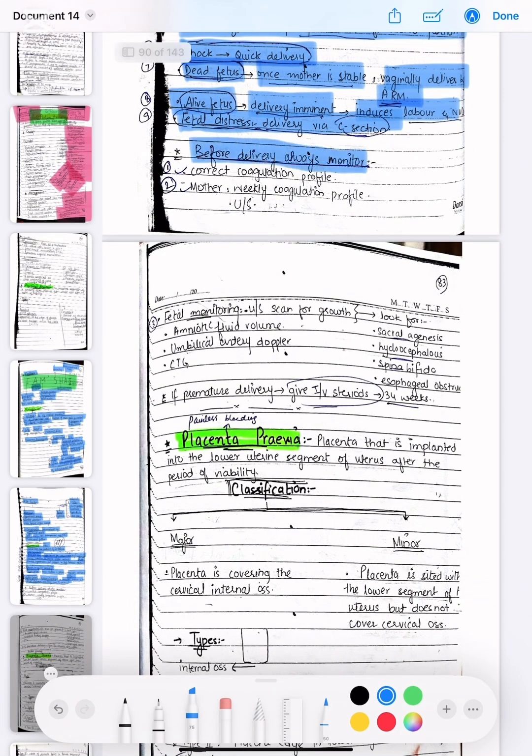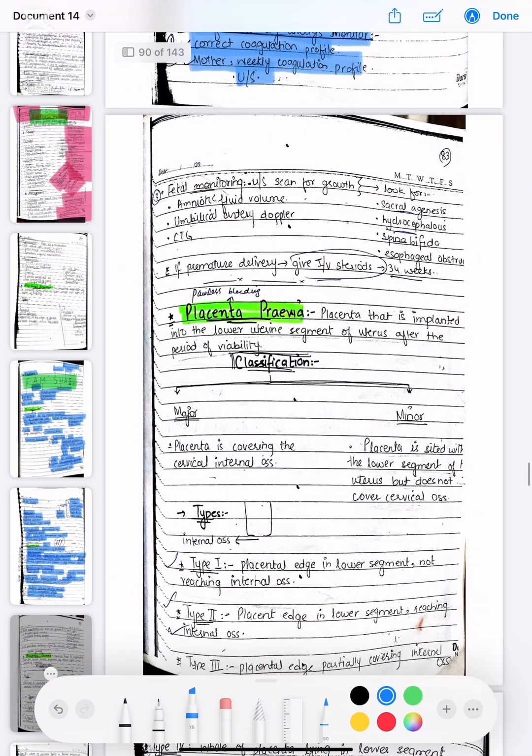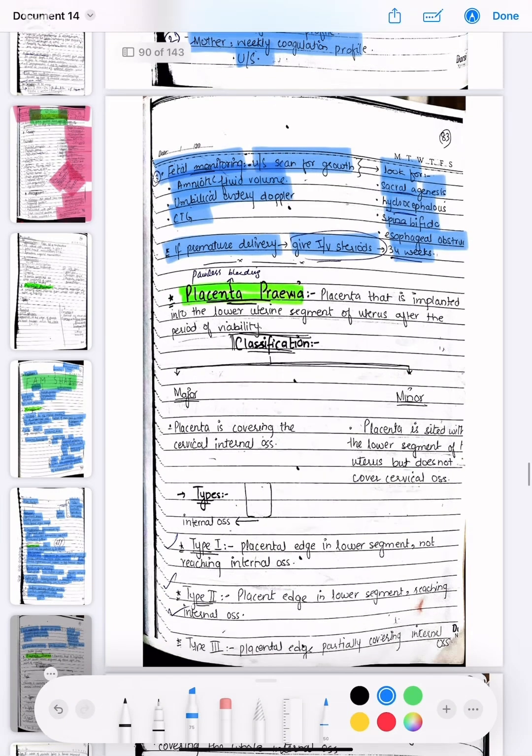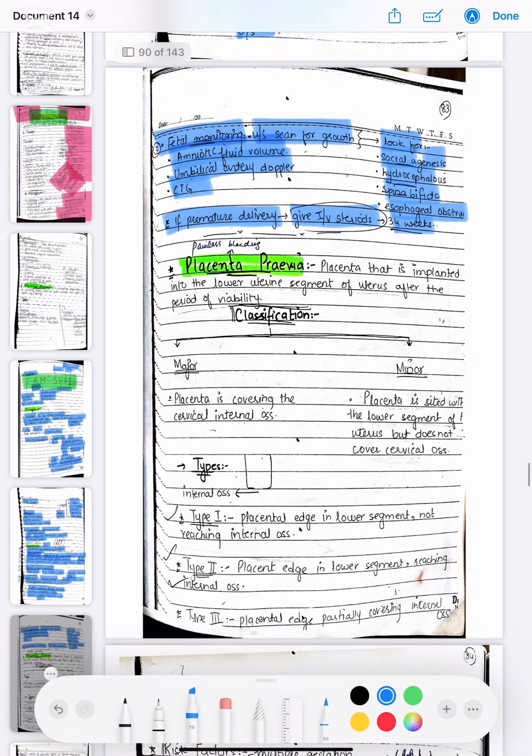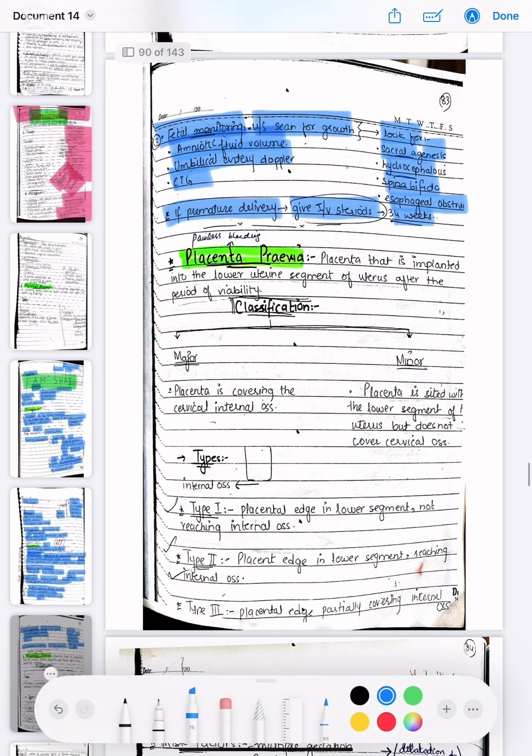Before the delivery, always monitor, that is, correct the coagulation profile. For the mother, do a weekly coagulation profile or ultrasound, and fetal monitoring, that is, ultrasound scan for growth and amniotic fluid volume, umbilical artery Doppler, and CTG. If premature delivery, then give intravenous steroids. In ultrasound, look for sacral agenesis, hydrocephalus, spina bifida, and esophageal obstruction. Give steroids if the baby is of 34 weeks.